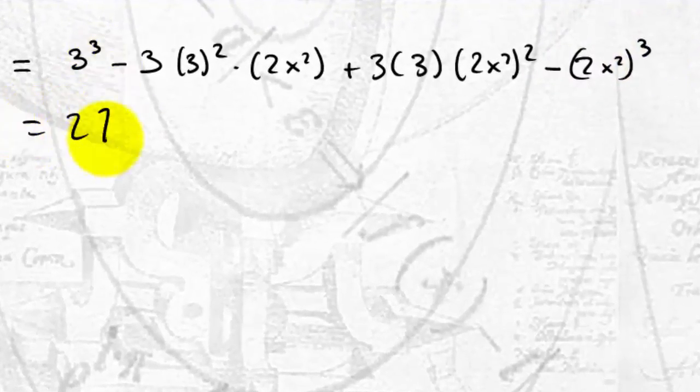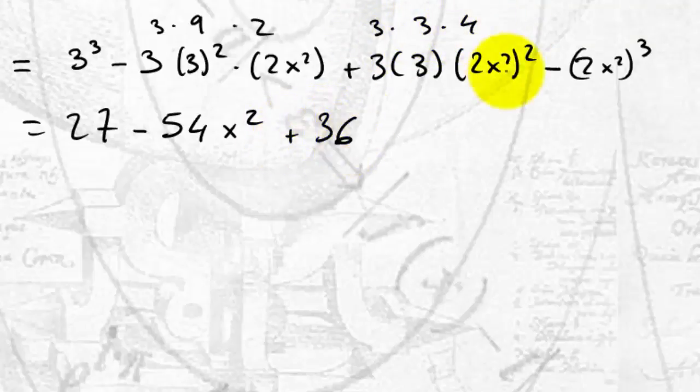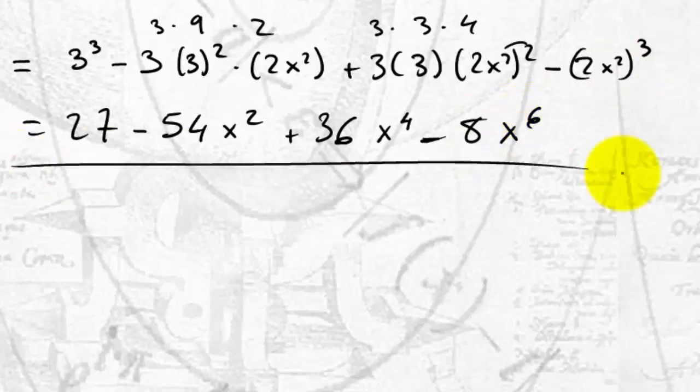So what is this? This is 27. Careful right here. So we get 3 times 9 times 2, right? Times 2 of that. So 3 times 9, 27 times 2, 54. So minus 54x squared. What do we get here? We got a 3 times a 3 times a 4, right? 9 times 4, 36, and then x squared squared right here, right? X squared squared, that's x to the 4th. And then right here we have minus, so 2 cubed, 8, x to the 6th. Here we go. Here's my expansion.